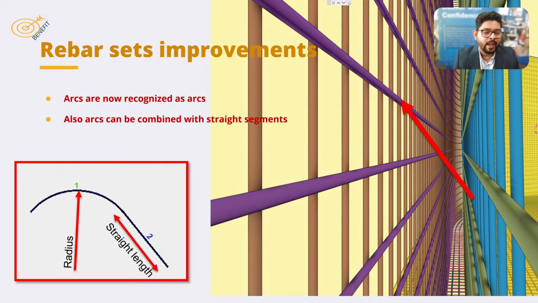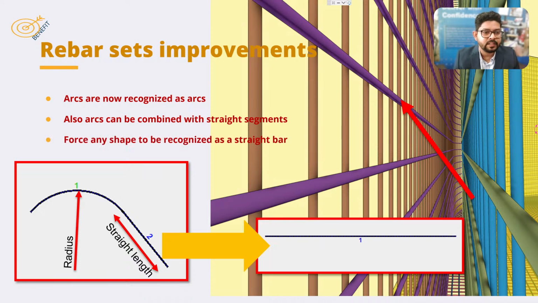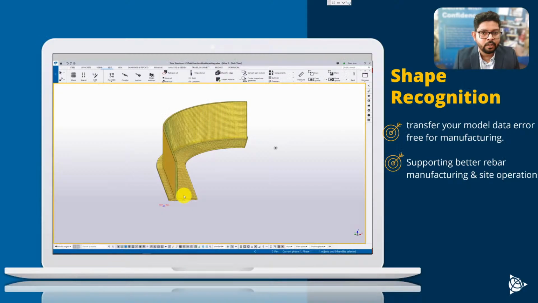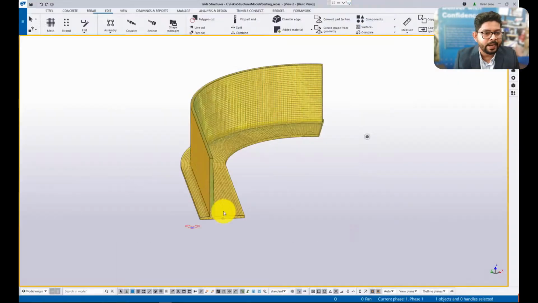And in case you have any requirement where the diameter of the longitudinal bar is small and this needs to be supplied as a straight bar, now with a click of a button, you can force any bend shape to be recognized as a straight bar. Right? So let's look at a quick video on how this works in practice.